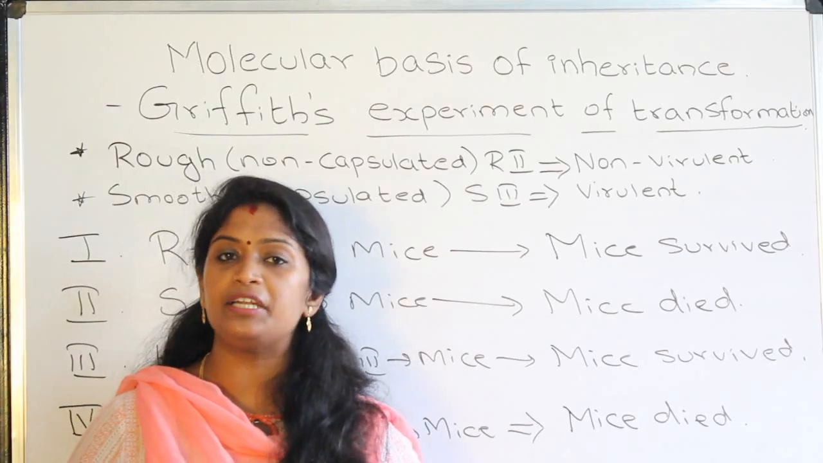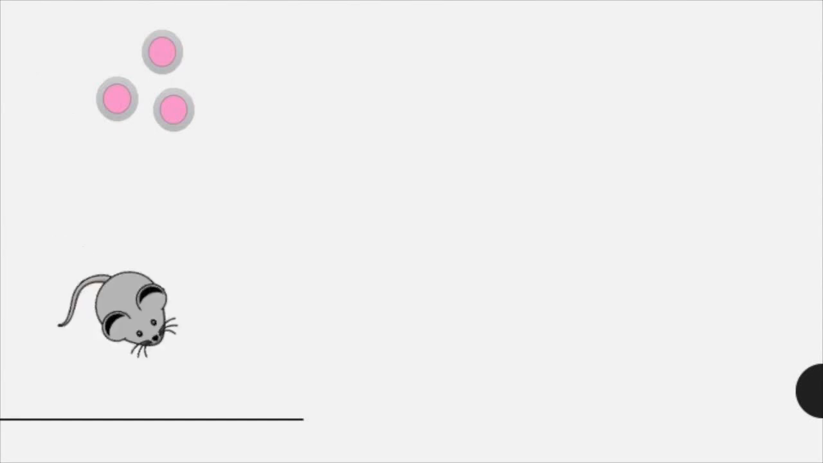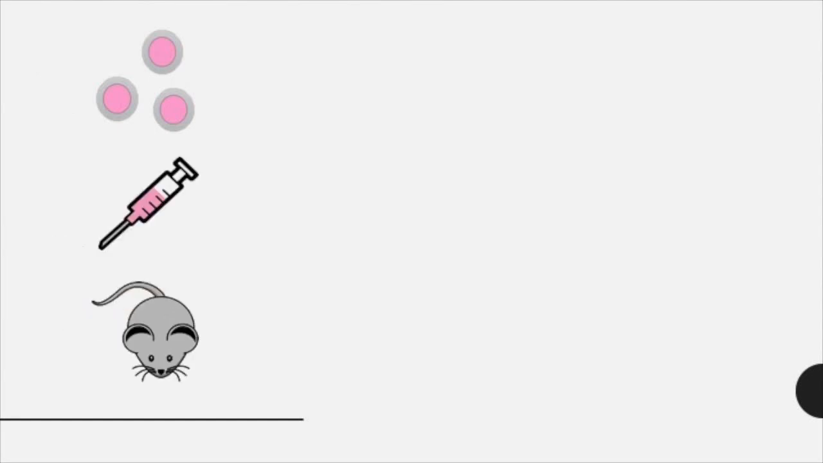Let's see the animated version of Griffith's experiment for better understanding. Frederick Griffith performed a series of experiments to prove that DNA is a genetic material. In his first experiment, he injected the live S3 strain into the mice and the mice died.